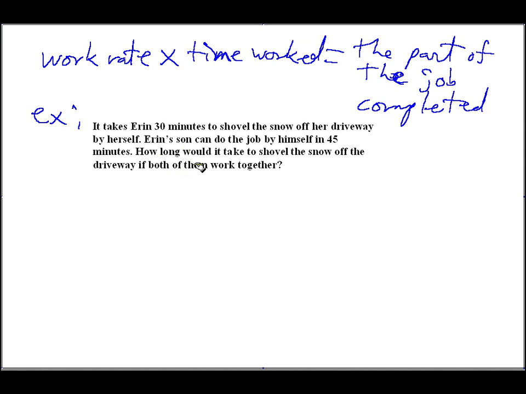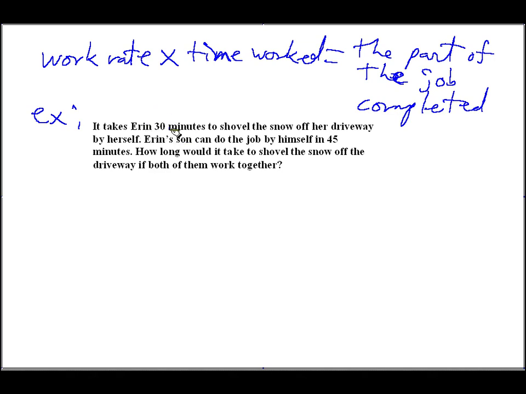All right. Well, let's think about this for a second now. Okay. Would the answer be less than 30, more than 30, or what? Or more than 45 even? Keep in mind, they're both working together. Imagine two people shoveling snow off the driveway side by side. All right. So they're working together now. All right. So wouldn't it make sense that the answer, if they're working together, is going to be faster than what Erin can do all by herself?